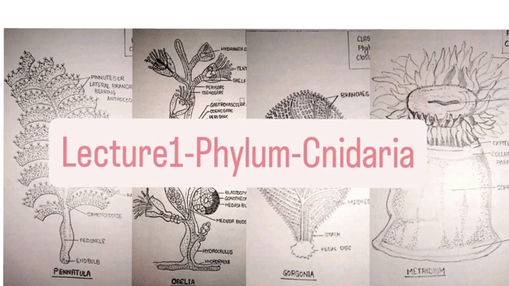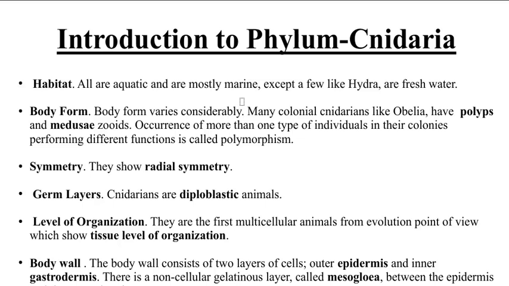Today we are going to learn about Phylum-Cnidaria. So let's discuss some general characteristics of Phylum-Cnidaria. Cnidarians are aquatic. Most of them are marine, but Hydra also lives in freshwater bodies. They exhibit polymorphism. That means they have two body forms. The polyps, which are cylindrical and sessile, and the medusae, which are free swimming and umbrella shaped.